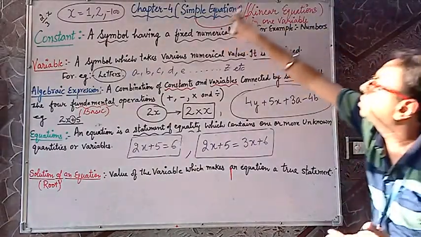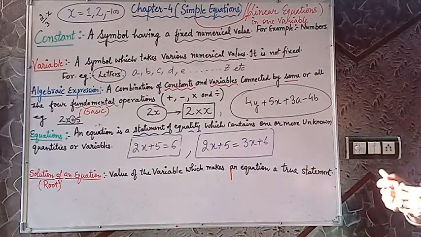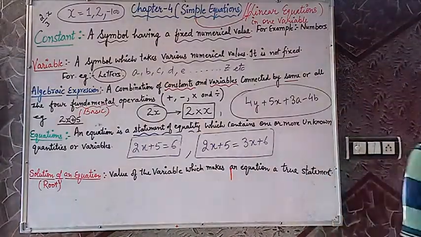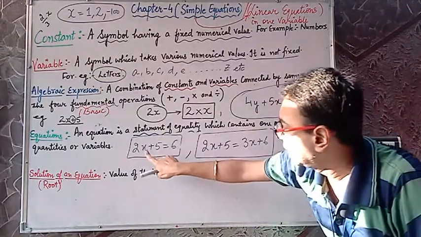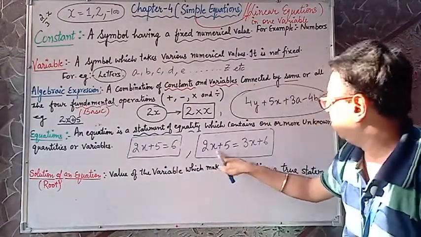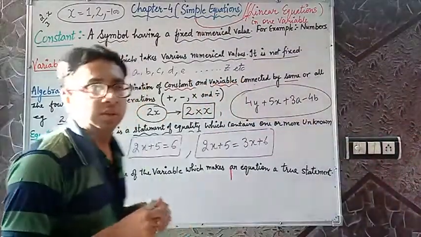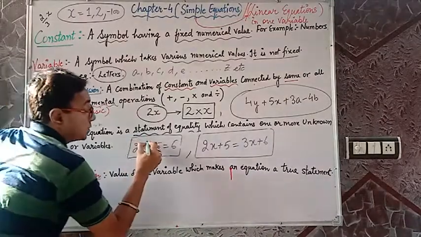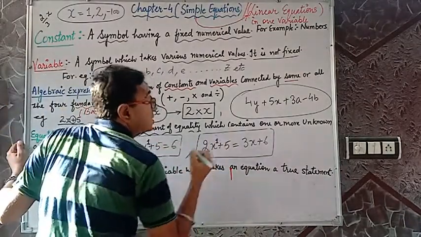So another name of this chapter is linear equations in one variable. Understand linear. Now, what do you mean by linear? If you clearly observe the equation, x variable, x variable, x variable. If I talk about the power, the exponent, meaning raised to the power, here this is 1.